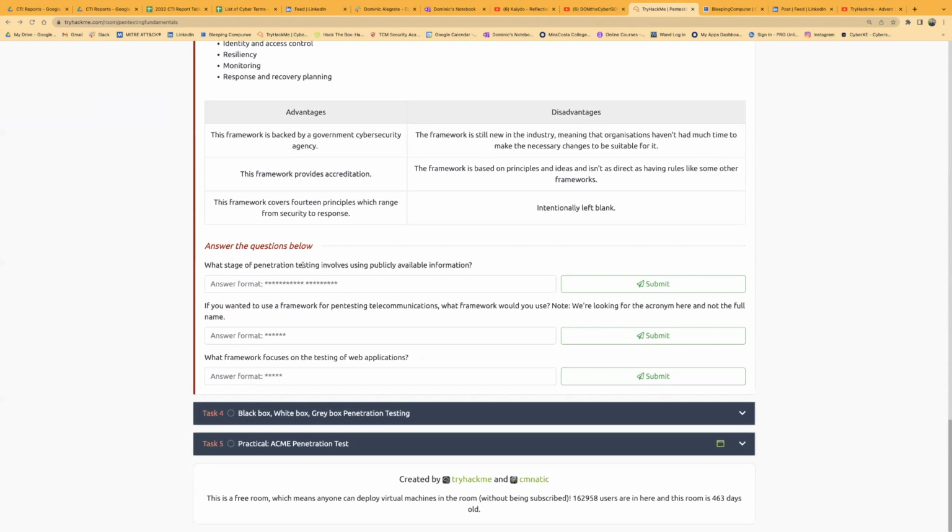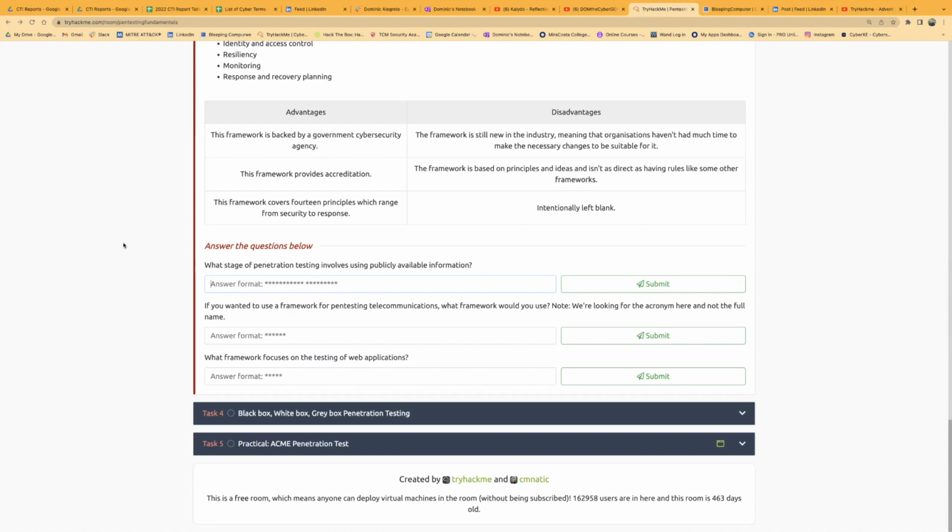So now, if we go to the first one: what stage of penetration testing involves using publicly available information? So what stage? This is most likely the beginning stage, right? Because you haven't done any exploitation yet. So you're gathering publicly available information. So this is reconnaissance, right?